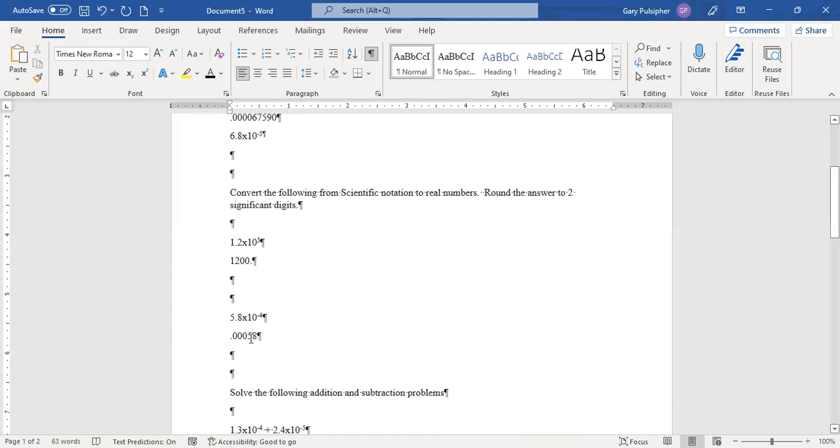So remember, my decimal was right here between the 5 and the 8. So I moved it 1, 2, 3, 4 to get it there. So 0.0058.